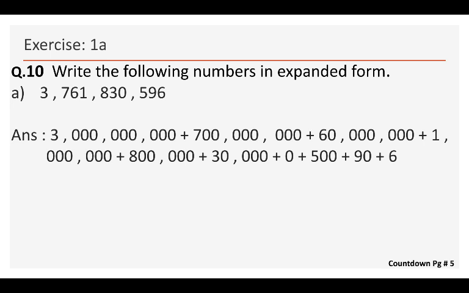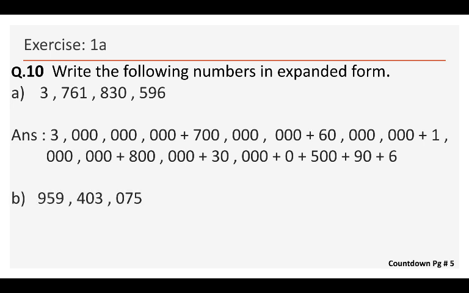Addition sign again. Next, 8 is at the 100,000 place. So we will write down 800,000 plus 3 comes at the 10,000 place. So 3 10,000 means 30,000 plus 0. Whenever 0 comes in this type of question, you will not write 0 five times or six times. You will write down 0 only one time. Plus the next number, that is 5. 5 is at the 100 place. So we will write down 500 plus 90 plus the last digit, that is 6. So this is our expanded form.